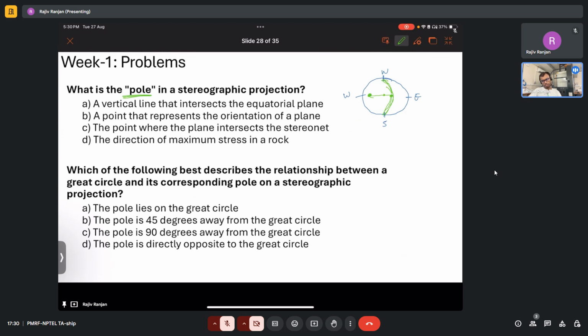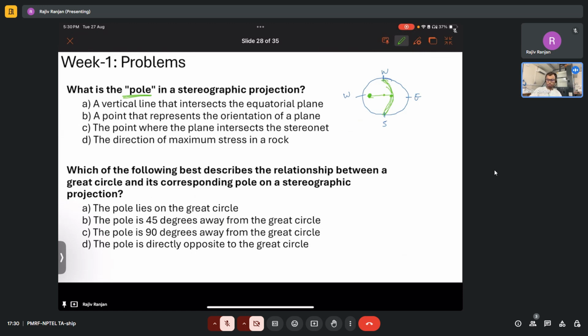So that is why, in the case of very large data, we do not plot these planes directly. What we do with a plane is project it as a pole. So we plot only the pole, and this is represented in a point manner.